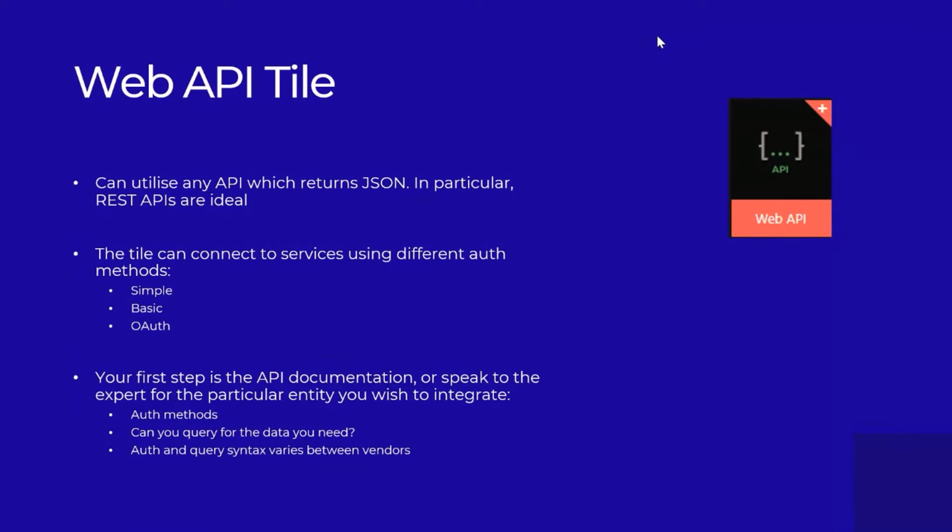So it can utilize any API that returns JSON, ideally REST APIs. And the providers can connect to those services using different auth methods. So we've got a simple, a basic, and an OAuth option.